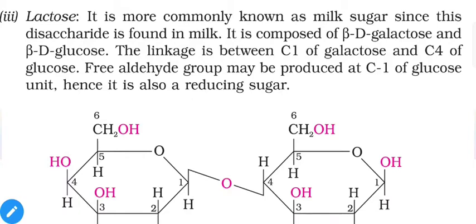So note here, C1, which contains the reactive group, is already used for the galactose, but C4 of glucose is attached. That means it contains a free C1, the first carbon. That's why it will be a reducing sugar. A free aldehyde group may be produced at C1 of the glucose unit, and hence it is a reducing sugar.